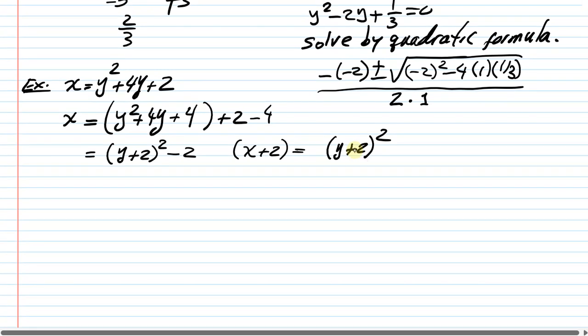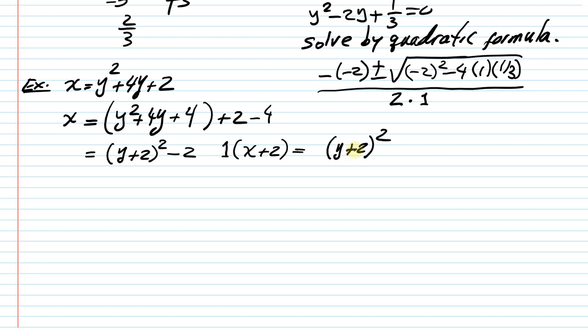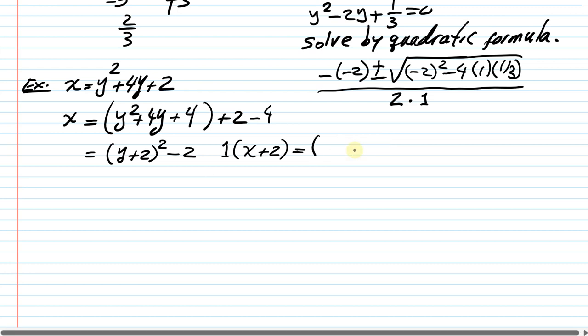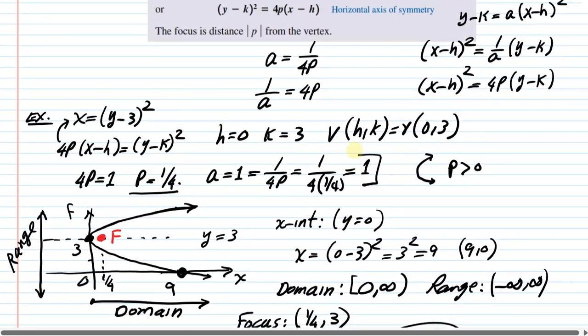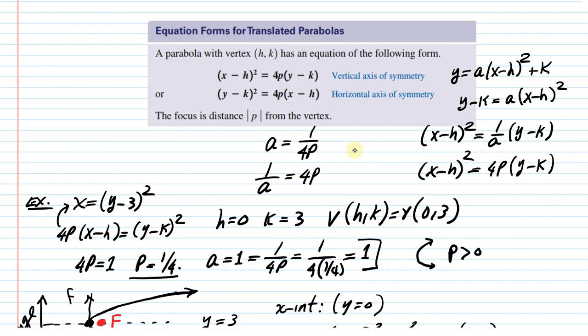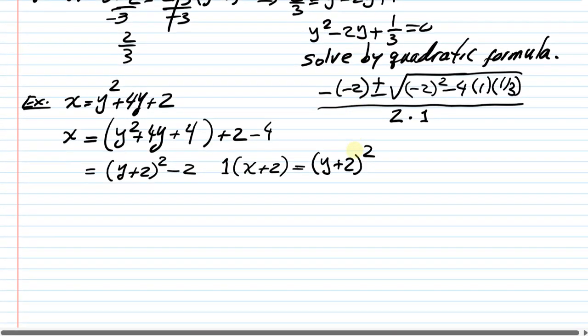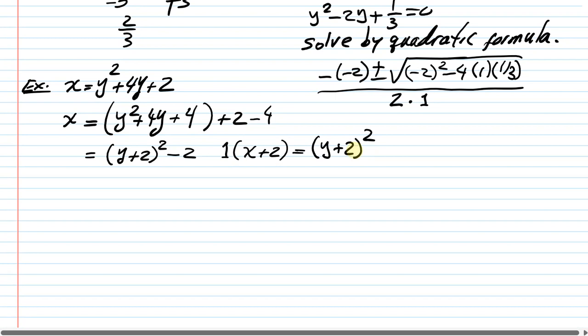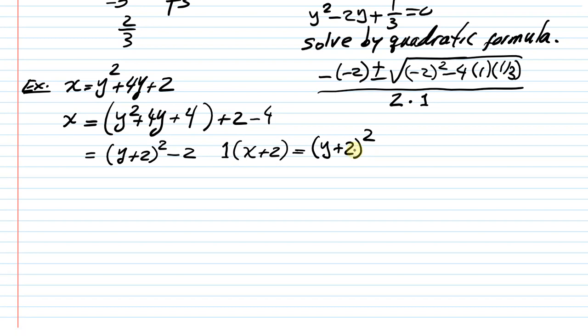Let me change the 1 here. Actually put 1 in front of that. And the reason, because that 4p is in front of x minus h. Let me back up again so you can see. You see this thing? The 4p is in front of the binomial that's not squared. Perfect. So from this, again, I can get the specifics.